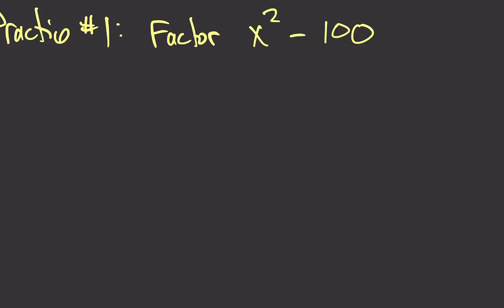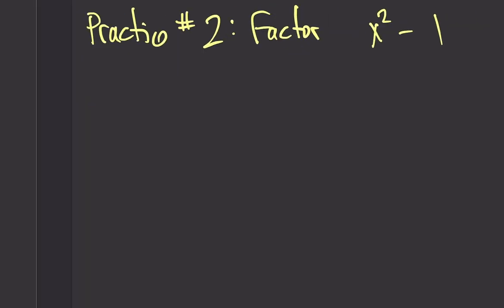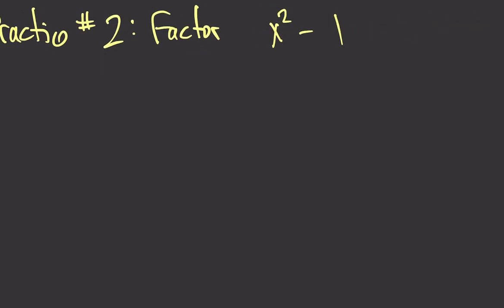Okay, x squared minus 100, 2 sets of parentheses, square root of x squared is x, 1 sign addition, 1 sign subtraction, square root of 100 is 10. So x plus 10 times x minus 10. And again, the order doesn't matter. So if you had x minus 10 times x plus 10, it's the same answer. x has to be first in each binomial. 10 has to be second, though. That is important. Okay, the next one. Pause this, try it on your own, then resume the video.